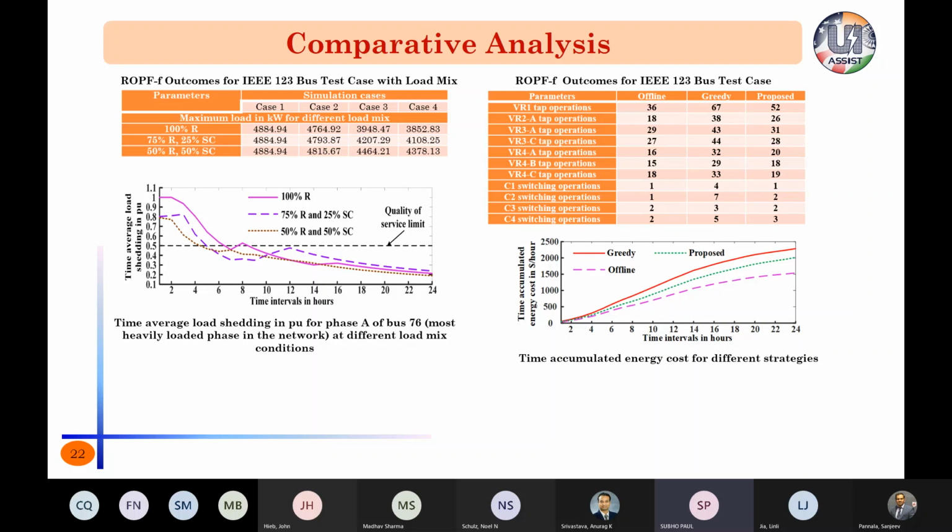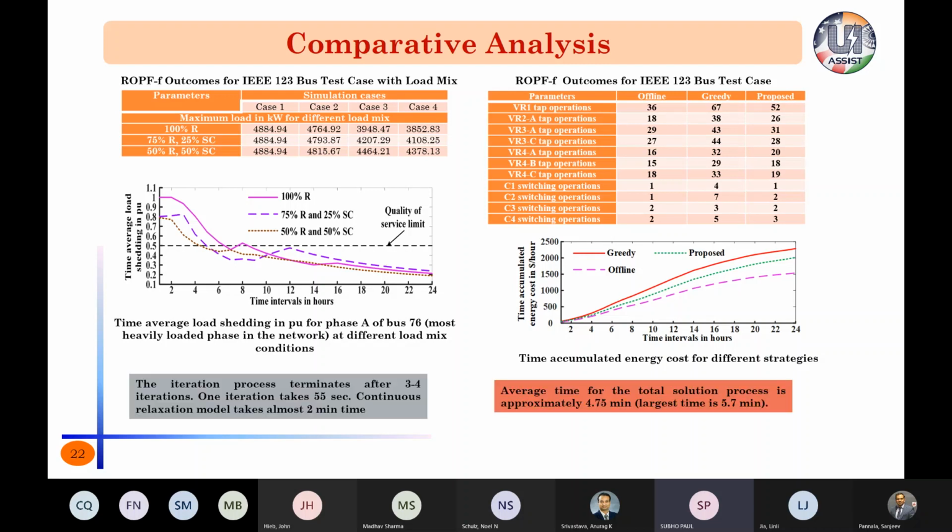But for the constraints, like the tap operations of the voltage regulators and the capacitor banks, for the offline it is obviously very low because you are forecasting all the events. But in the case of the greedy algorithm, it is very high because every time we are taking decisions for that instant only, neglecting the effect on the future. In our case, as we have considered the future effects in our real-time optimization, it has somehow restricted the multiple operations of the voltage regulators.